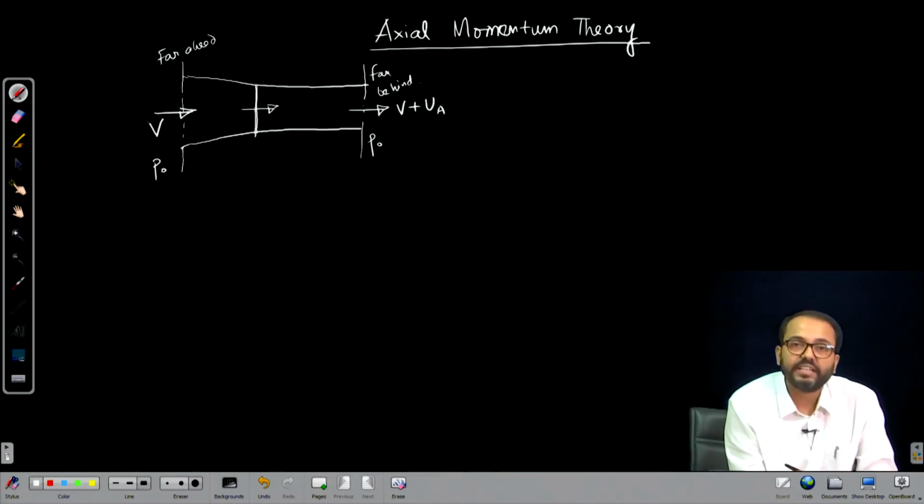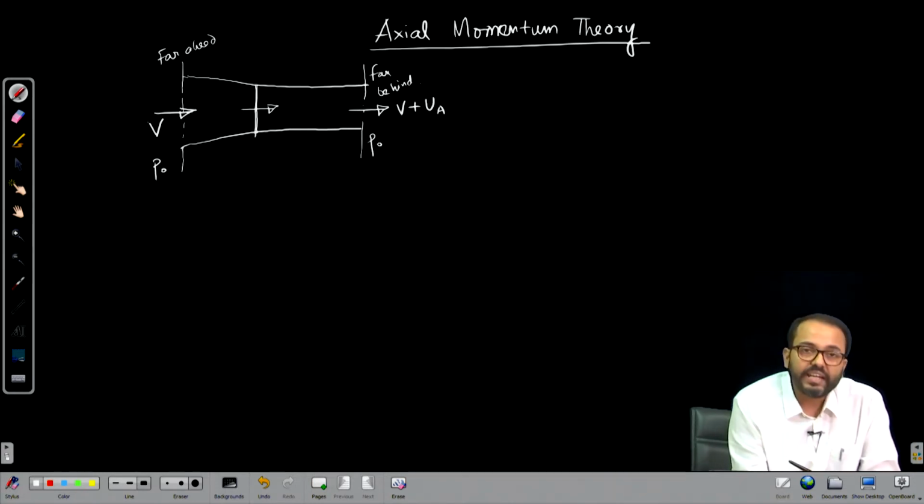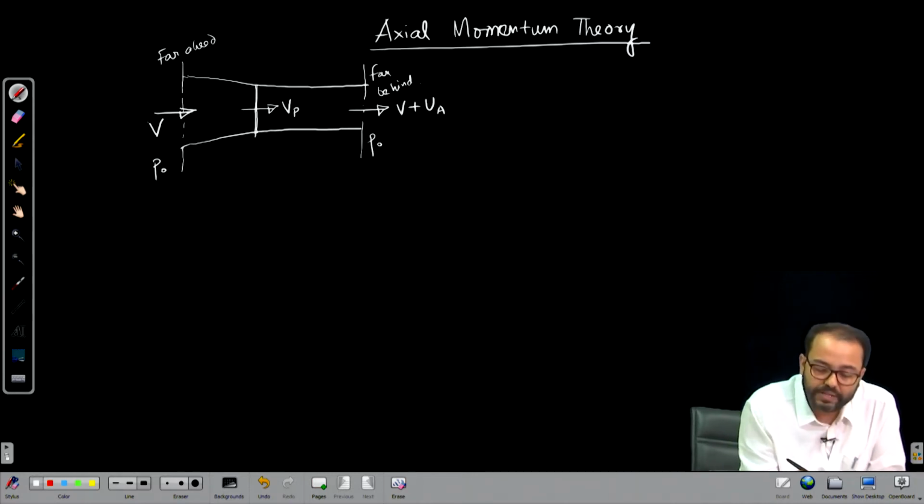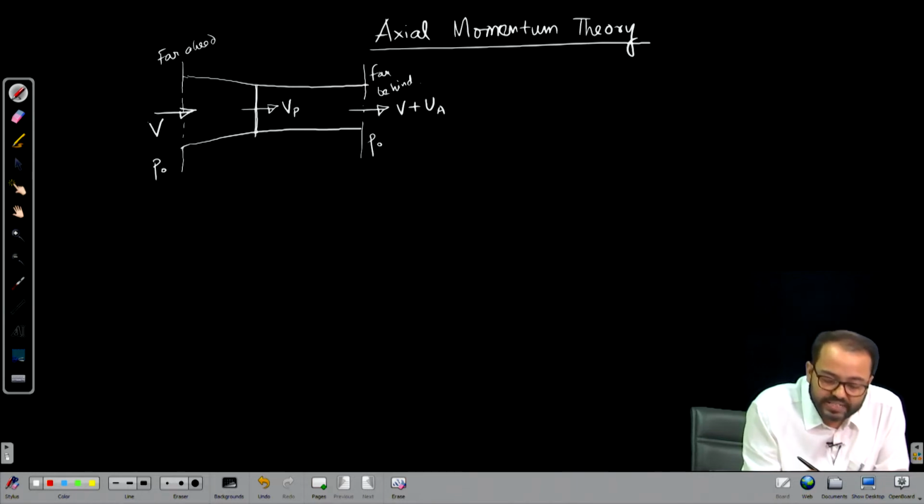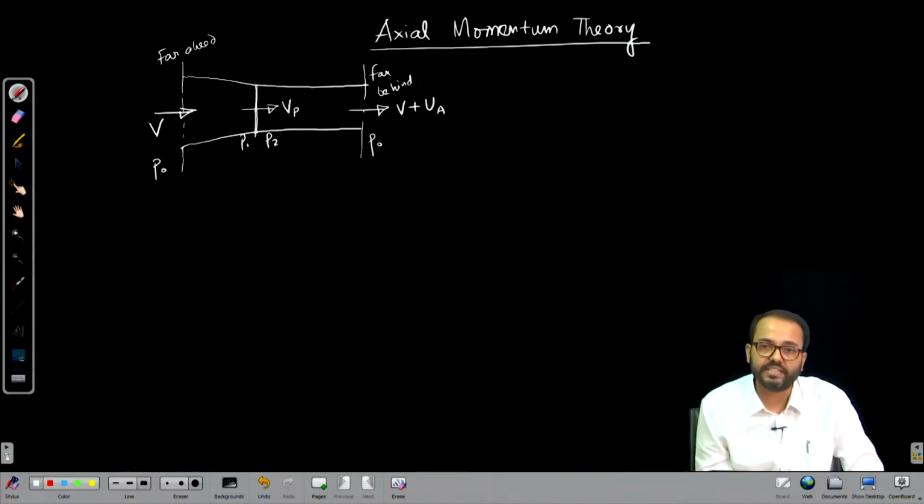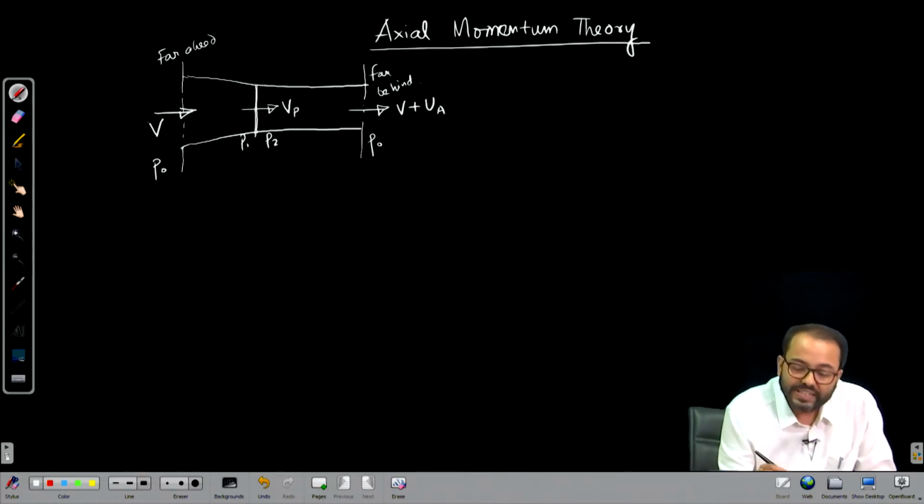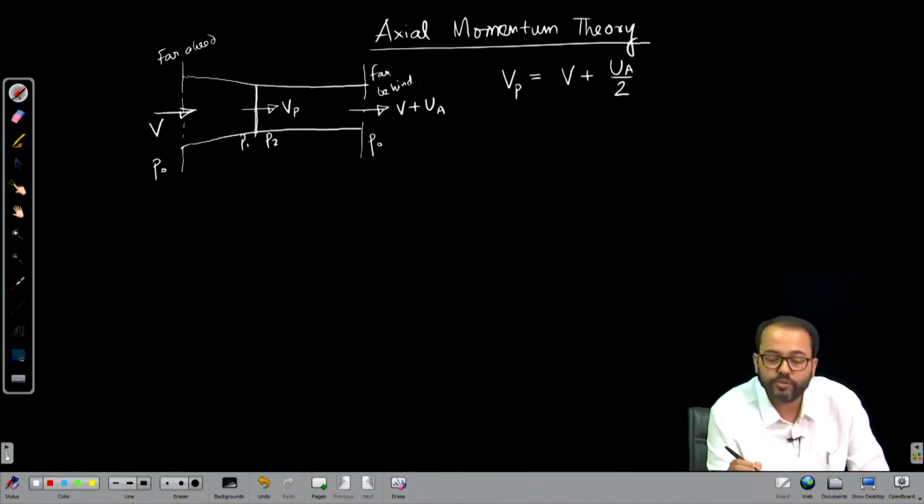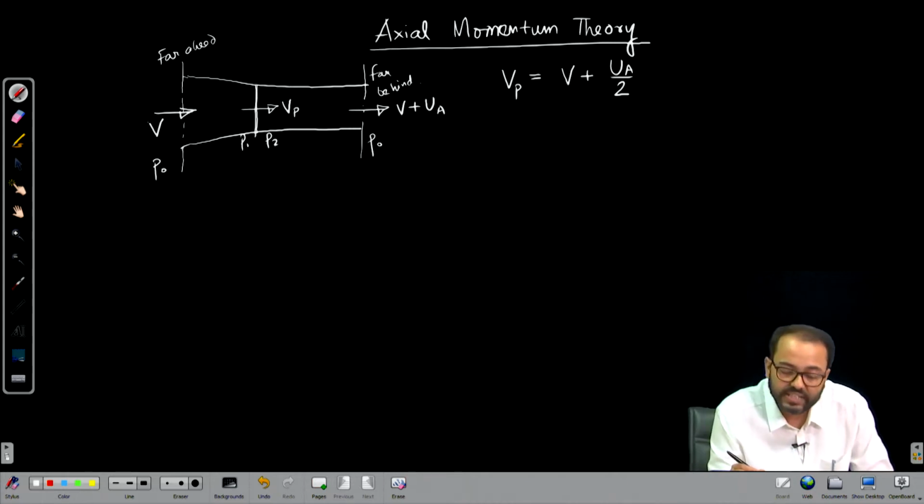So, the propeller is simulated with an actuator disc which imparts axial momentum to the flow. Here the velocity is Vp at the propeller plane, and there is a pressure jump from P1 to P2 across the propeller disc. So, the key equations that we have derived in the last class where Vp was equal to V plus UA by 2, where UA is the total axial induced velocity.